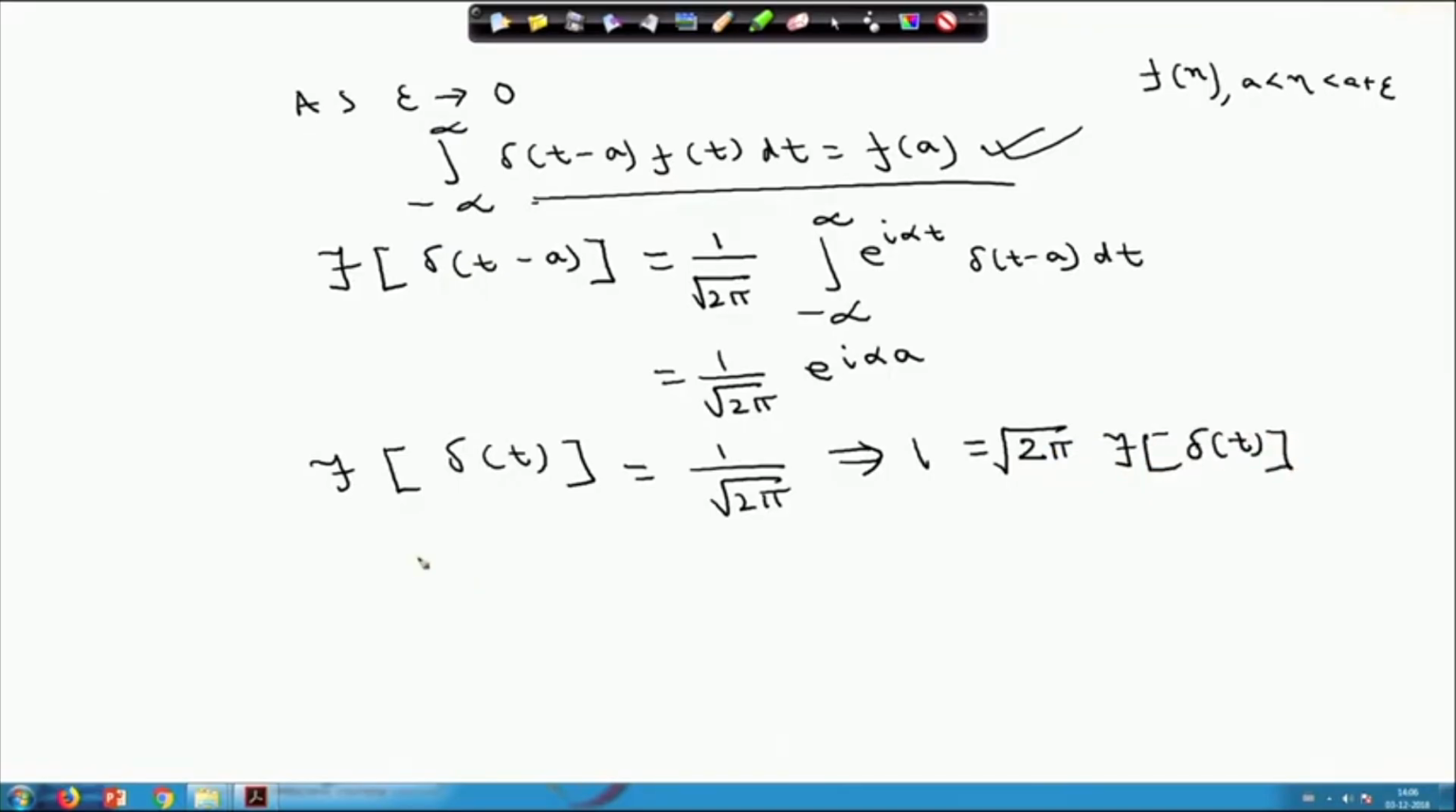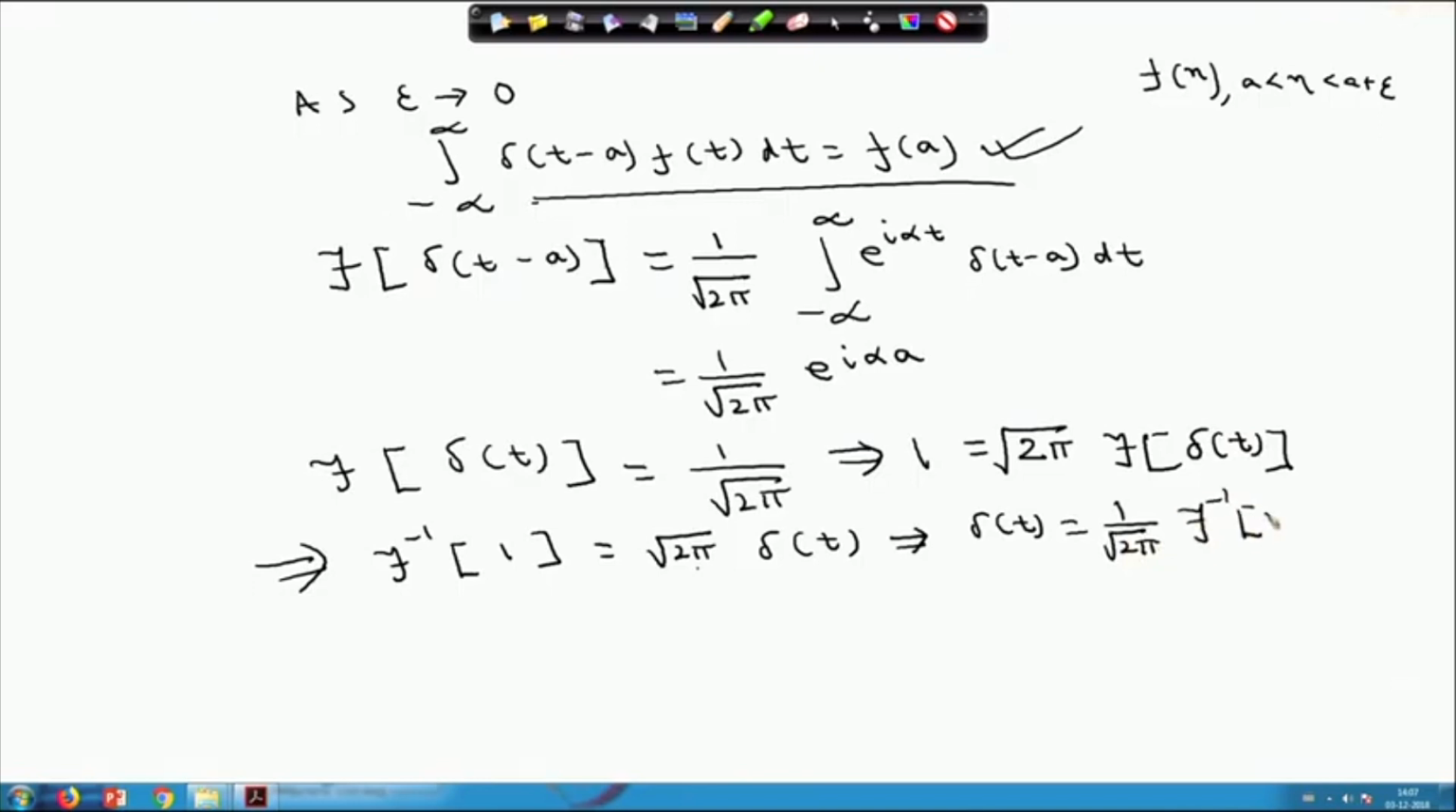Or if I take the inverse Fourier transform, then the inverse Fourier transform of 1 equals root over 2 by pi into delta t. From here you can write this thing. If I take the inverse Fourier transform on both sides, then root over 2 by pi delta t equals the Fourier inverse of 1, or in other words, delta t equals 1 by root over 2 by pi into the Fourier inverse of 1.